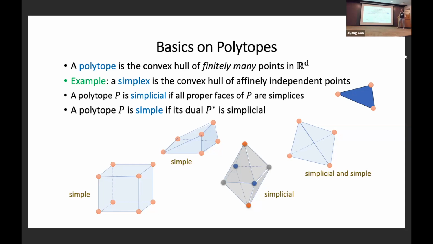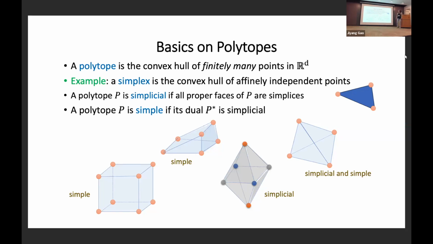And then for this talk, we are going to talk about generalizations of simplicial and simple polytopes. A polytope is called simplicial if all of its faces, which will be defined on the next slide, are simplices. So for instance, the simplex itself is always simplicial. The tetrahedron is simplicial.